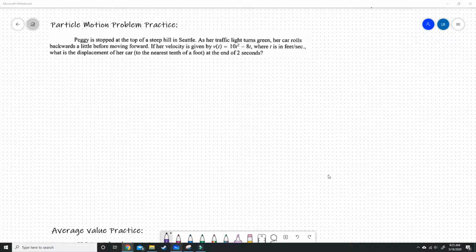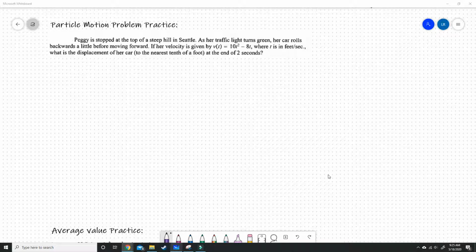In this video, we are going to explore a particle motion problem. So Peggy is stopped at the top of a steep hill in Seattle. As her traffic light turns green, her car rolls backwards a little before moving forward. If her velocity is given by v of t equals 10t squared minus 8t, where t is in feet per second, what is the displacement of her car to the nearest tenth of a foot at the end of 2 seconds?